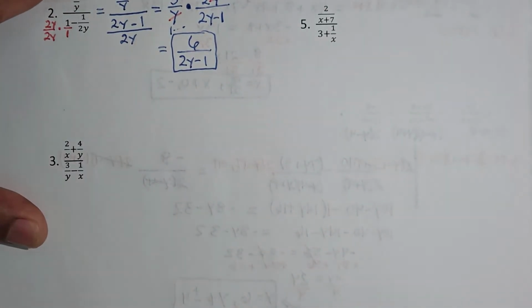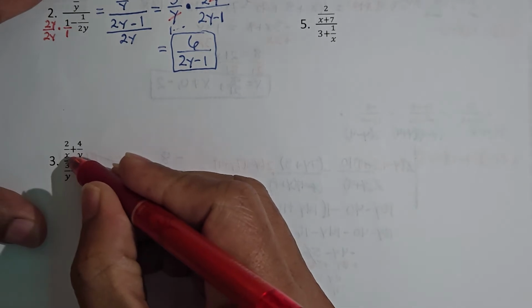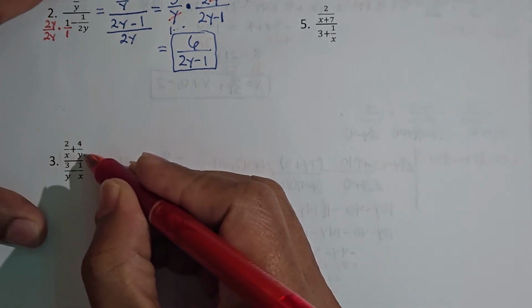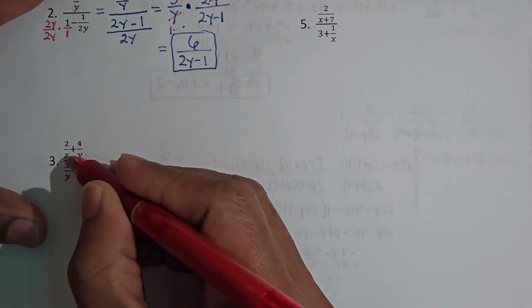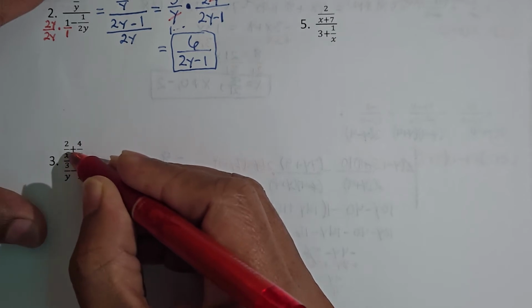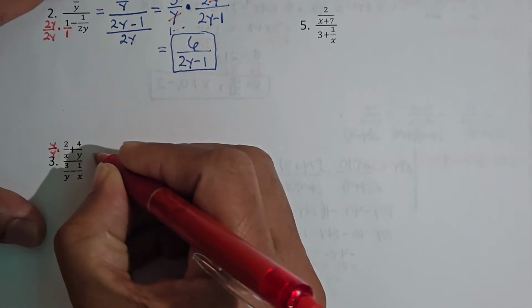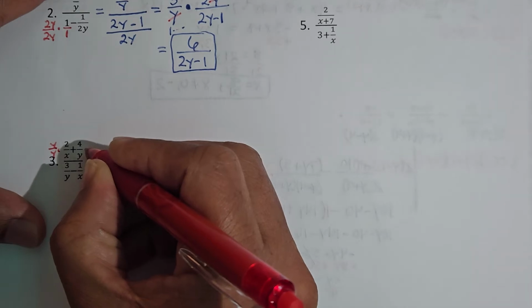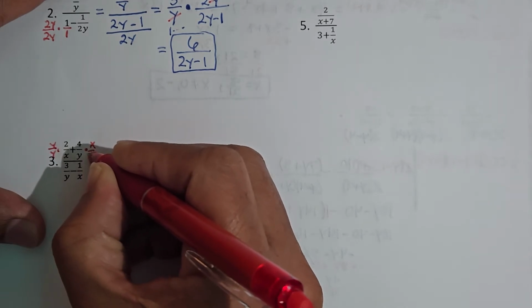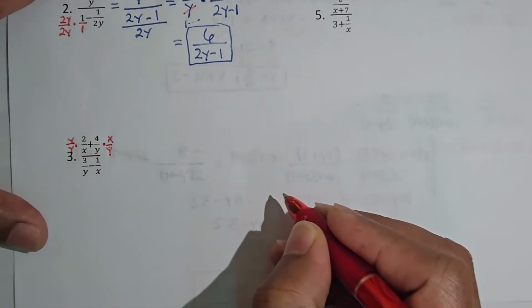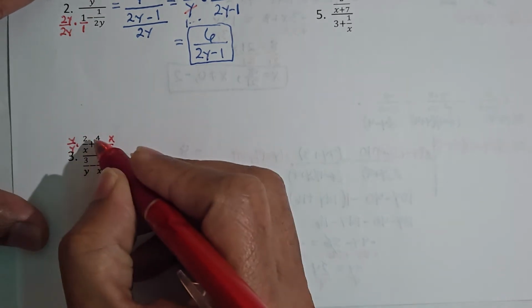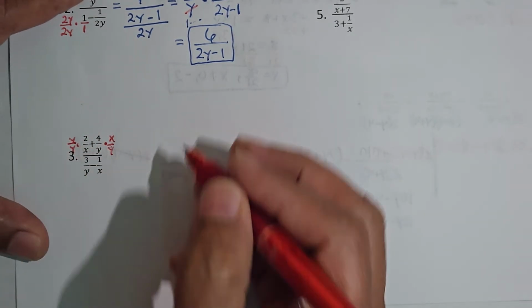Okay, all right, example number 3. So for this one, notice that this is x in the denominator, this is y, so that means we multiply the 2 over x by y over y, and this one does not have the x, so we multiply by x over x, so we have the same denominator. So the least common denominator for the numerator is x times y.